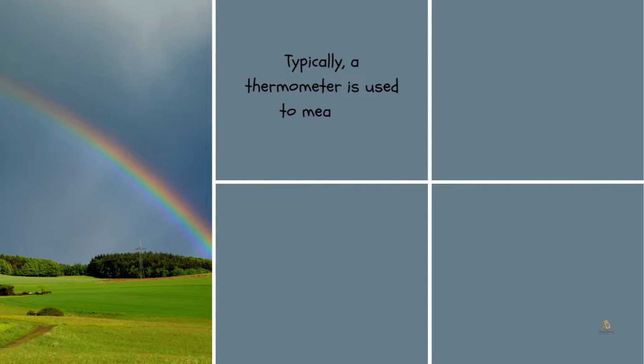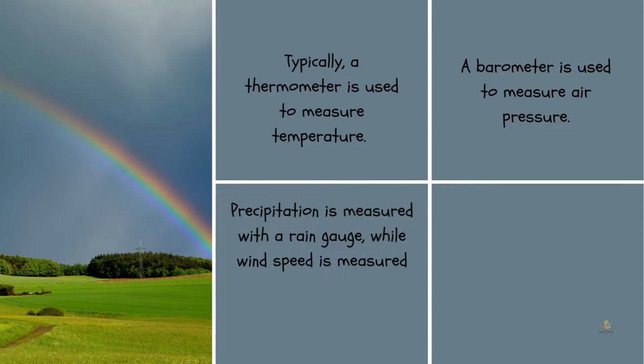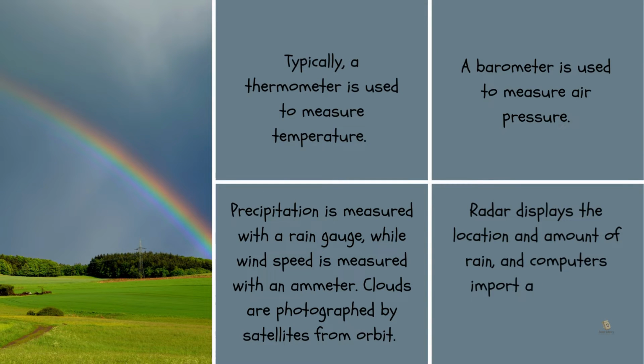Typically, a thermometer is used to measure temperature. A barometer is used to measure air pressure. Precipitation is measured with a rain gauge, while wind speed is measured with an anemometer. Clouds are photographed by satellites from orbit. Radar displays the location and amount of rain, and computers import and export information for meteorologists to review.